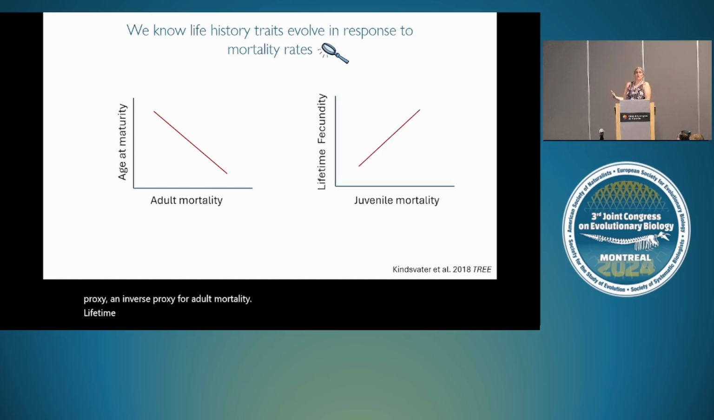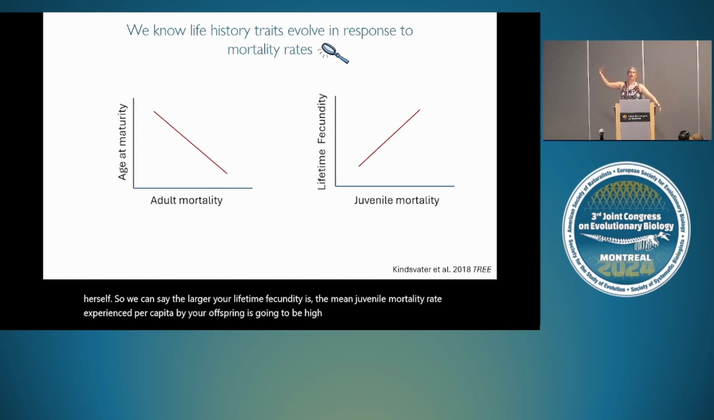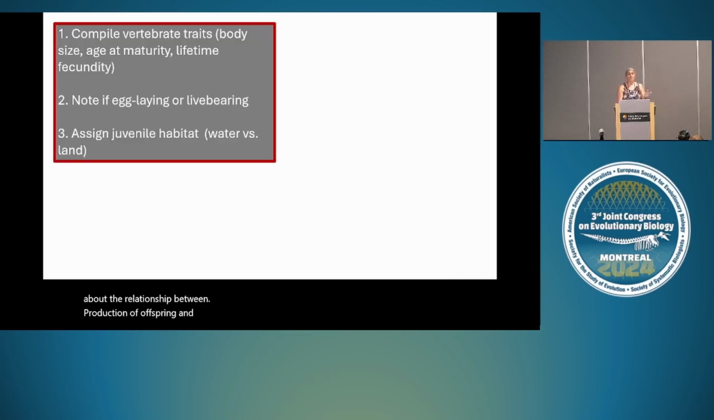Lifetime fecundity, by the same token, can be a proxy for juvenile mortality. This is because every female, on average, of a species is only persisting over evolutionary timescales if she's replacing herself. So we can say the larger your lifetime fecundity is, the higher the mean juvenile mortality rate experienced per capita by your offspring is going to be. So think about a broadcast spawner or even a tree versus a live-bearing snake. We can say something about the relationship between lifetime production of offspring and mortality. This is really useful, and I'll show you in a minute why I think so.